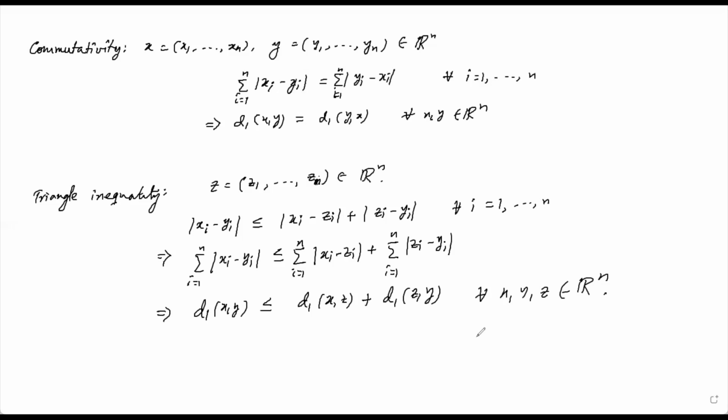Okay, so therefore the triangle inequality is satisfied by the function d1, and therefore we conclude that Rn comma d1 is a metric space.